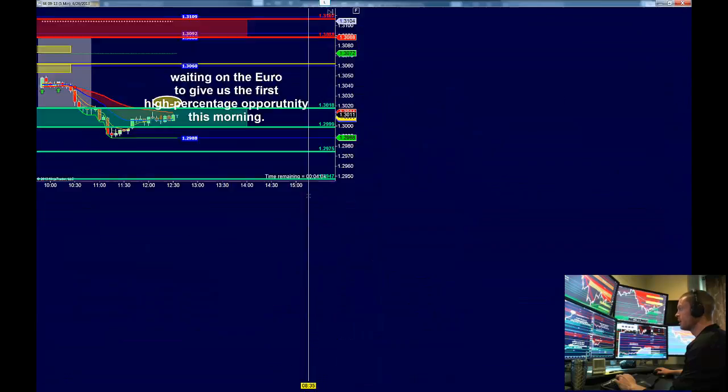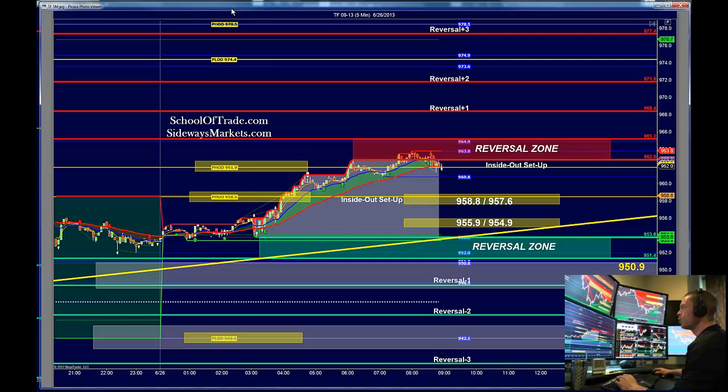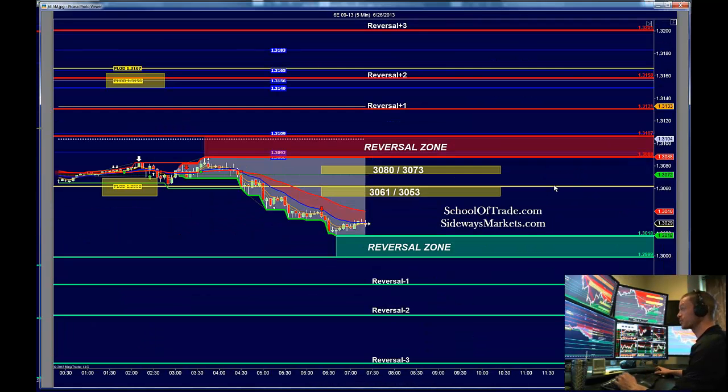Last but not least, how about the euro? The euro was another easy winner today. We didn't get all we wanted from the euro this morning. The dollar was a little bit chopped up here this morning, I think is why this thing was not working as we wanted it to.